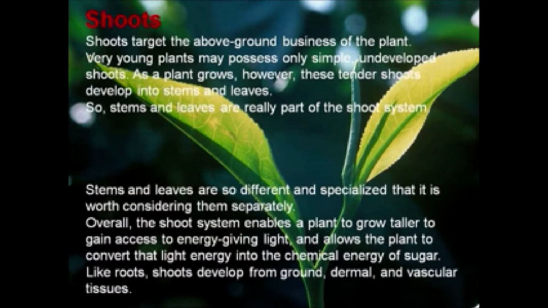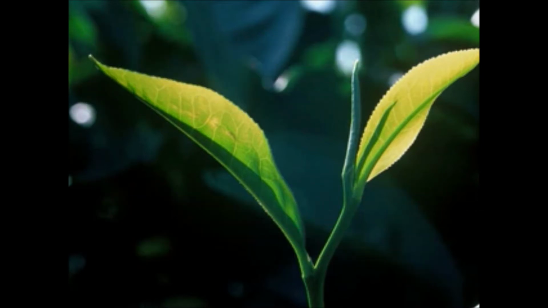Shoots. Shoots target the above-ground business of the plant. Very young plants may possess only simple undeveloped shoots. As a plant grows, however, these tender shoots develop into stems and leaves. So stems and leaves are really part of the shoot system. Stems and leaves are so different and specialized that it is worth considering them separately.